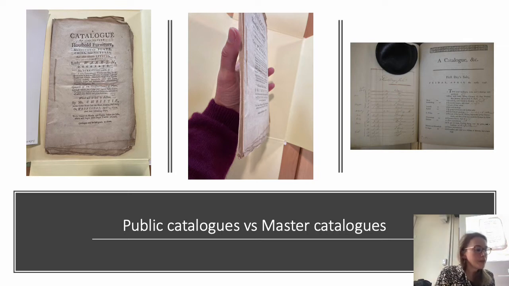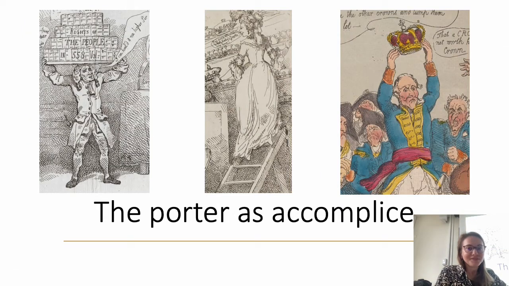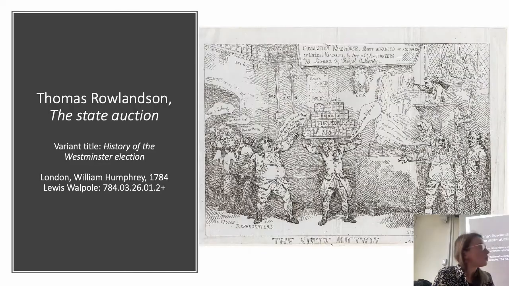So the last character is the porter. The porter as another one of those accomplices in the whole process. For example, here in the middle, you can see Queen Charlotte, who is an accomplice in the looting of the leftovers of the French Revolution, profiting from the refugees' wealth. Or you have here Sir Henry Dundas as the enabler, the accomplice of Pitt's government.